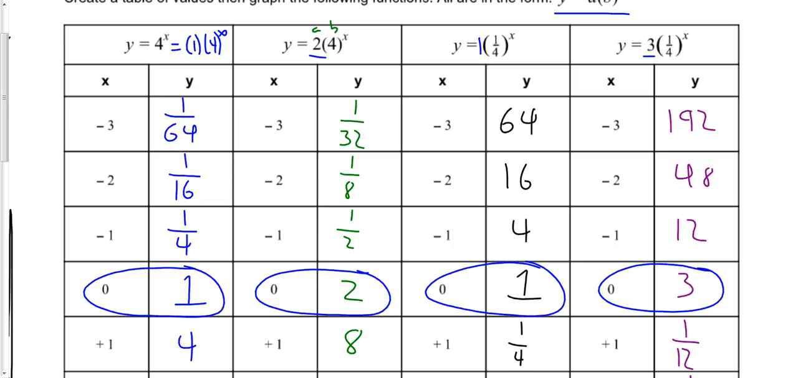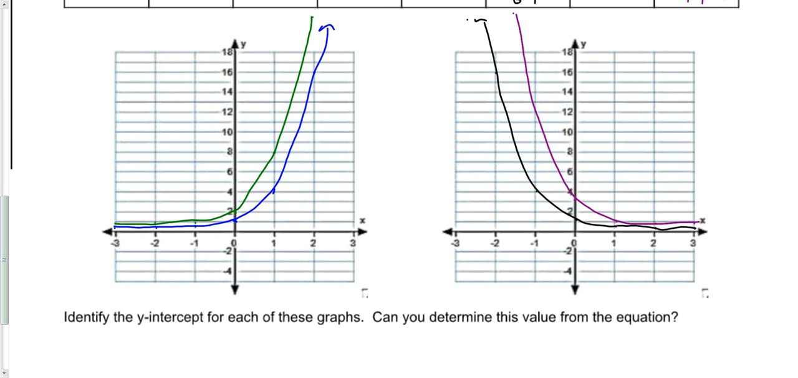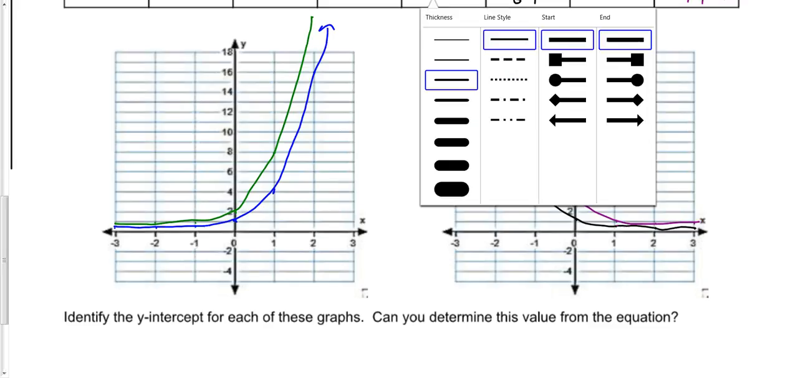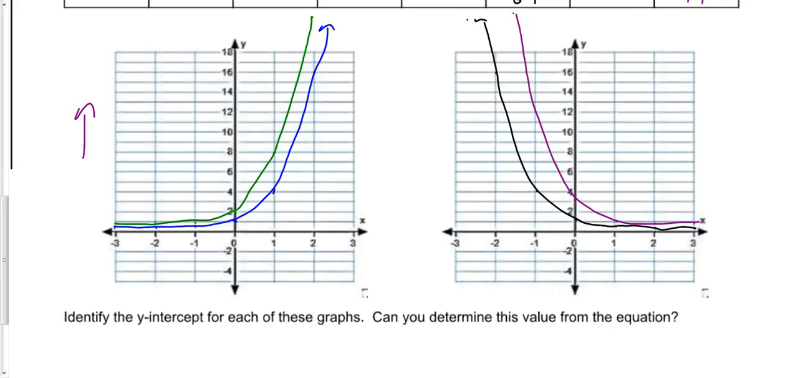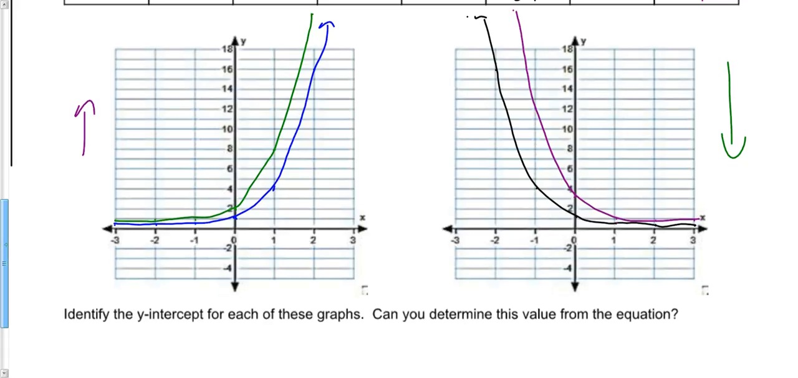The other thing that's really interesting is that if you look at the b value, whenever the b value is bigger than 1, we notice that the graph increased from the left to the right. Okay, so it increased in value. However, when the b value was between 0 and positive 1, it actually decreased in value. Okay? The curve was a decreasing slope.